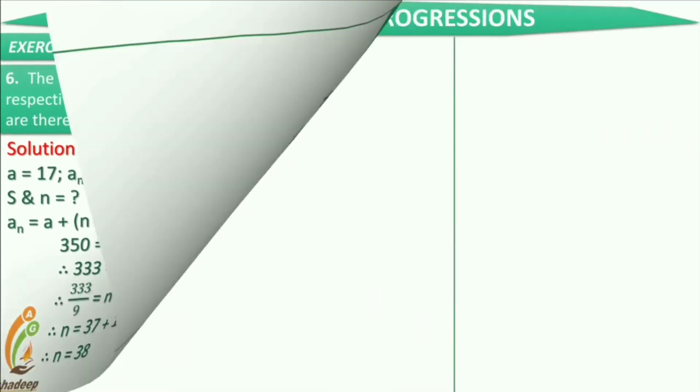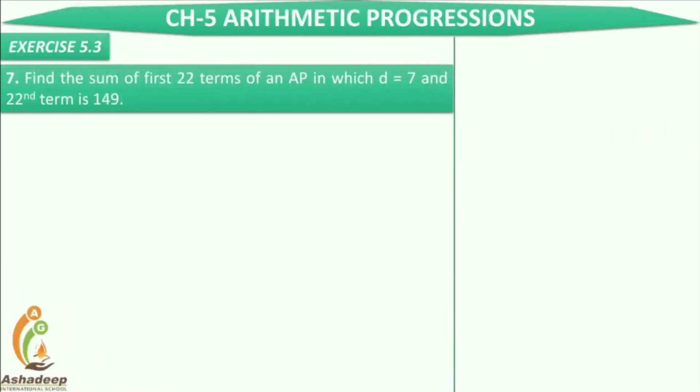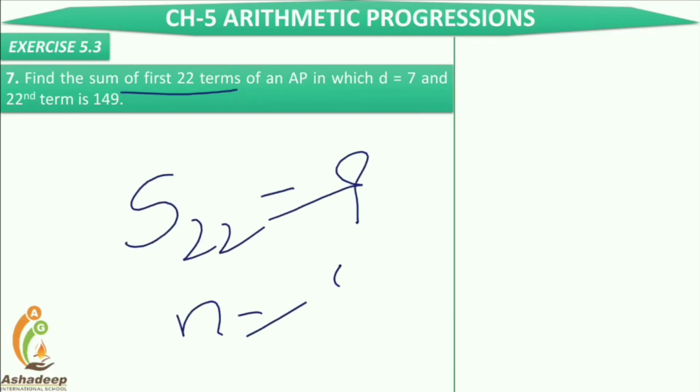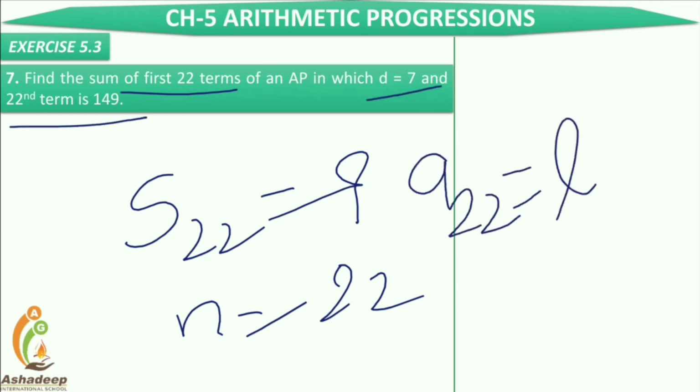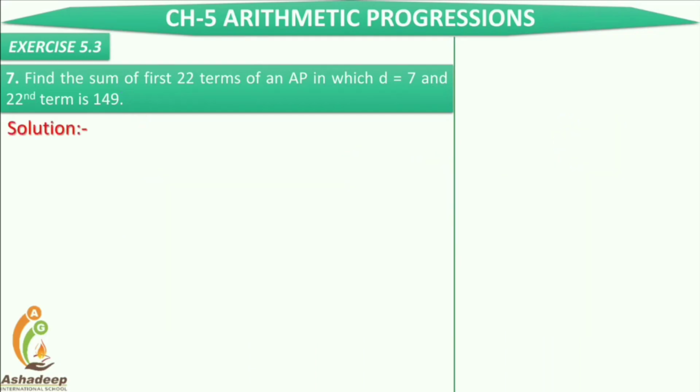Now let's move ahead with another question, question number 7. Find out the sum of 22 terms. Sum of 22 terms means what? S22 we need to find out. That means n is equal to 22. d is 7, right? And the 22nd term means A22. That means l is equal to 149. n is equal to 22, d is equal to 7, A22 is equal to this. The data is given, S22 we need to find out.